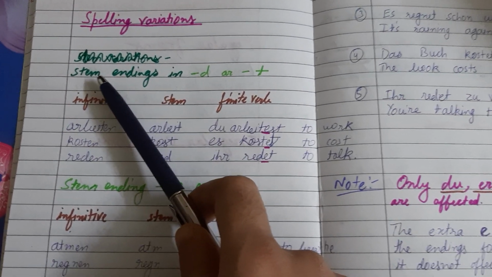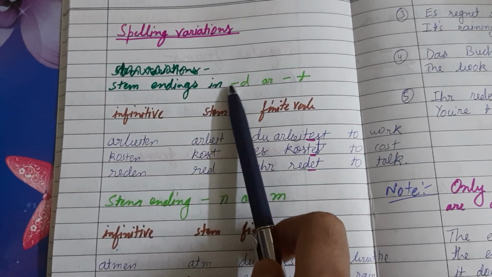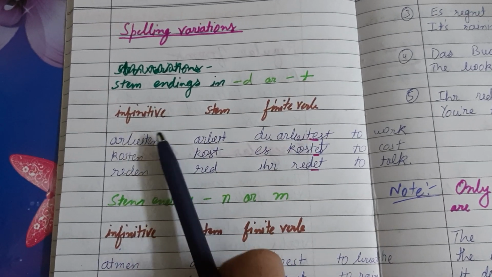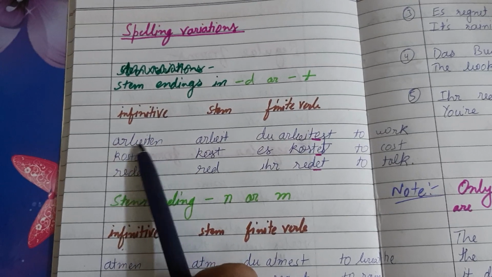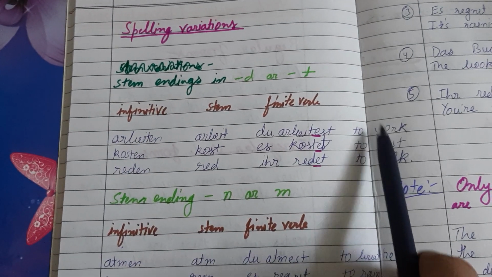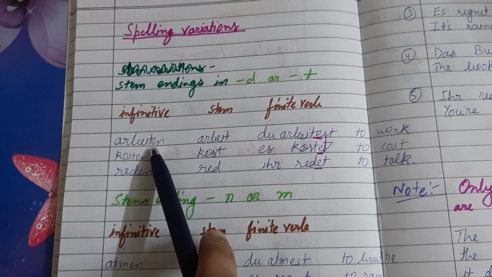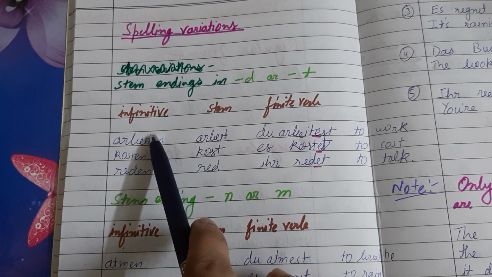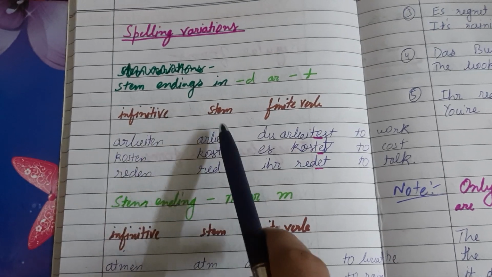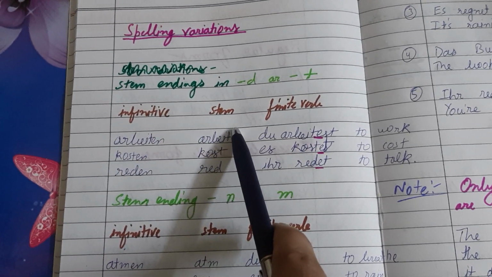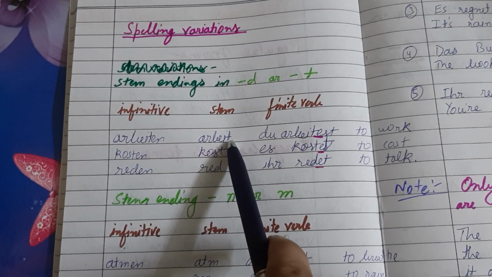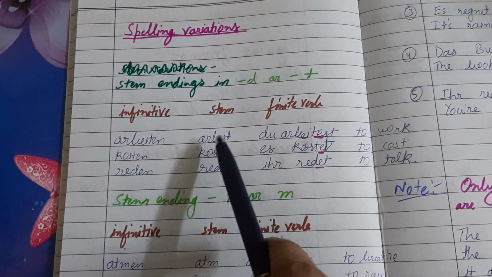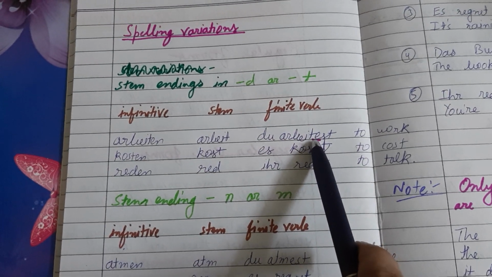First is stem endings in D or T. If we look at the infinitive, we have arbeiten, which means to work. Its stem is arbeit, if we leave off the en part. If we look at the last character, we notice that it is t. So if the last character is t, we add an e.